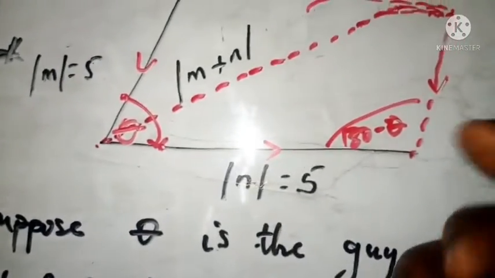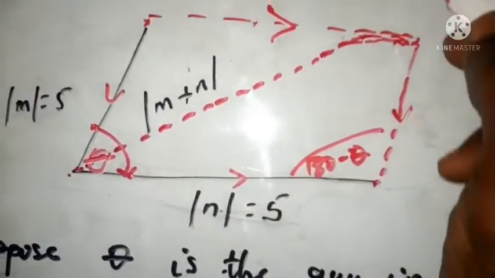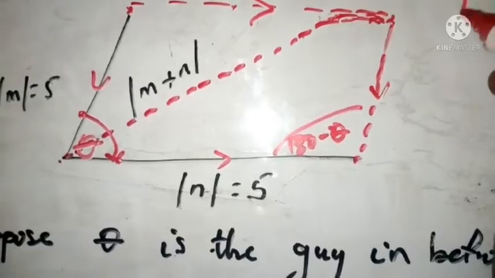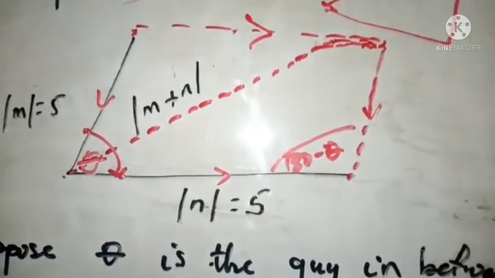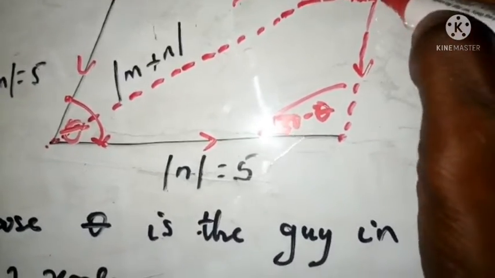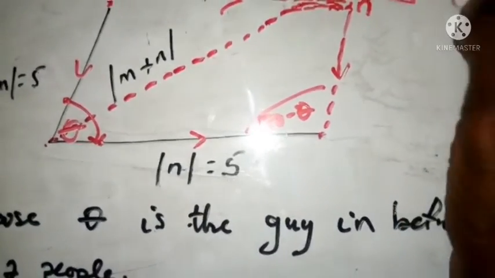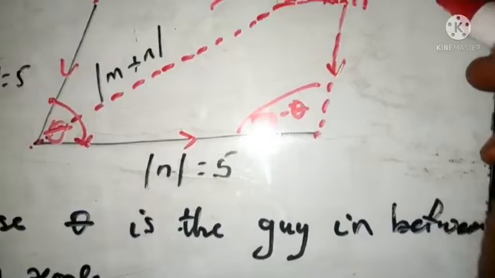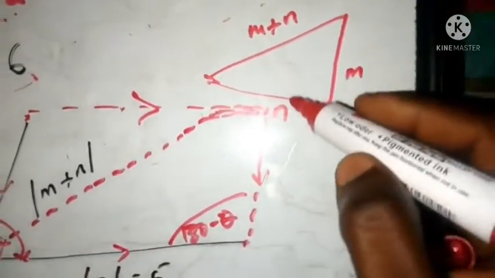If you want to redraw this, you can easily redraw this triangle here. So let's redraw the triangle, something like this. We have m plus n here, n here, and then m here. So something like this. Is that okay? So this is the angle.